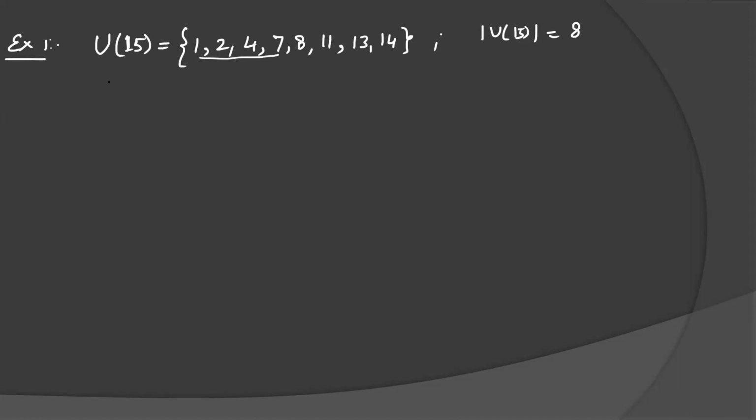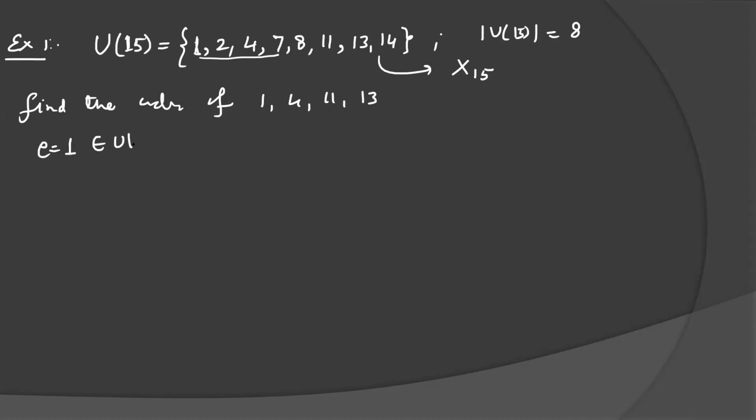Now, find the order of the elements 1, 4, 11, 13, for example. The operation is multiplication modulo 15. In multiplication modulo 15, 1 is the identity element. How can you verify? You just make the composition table and you can see that we get an image column corresponding to 1 only. So 1 is the identity element.